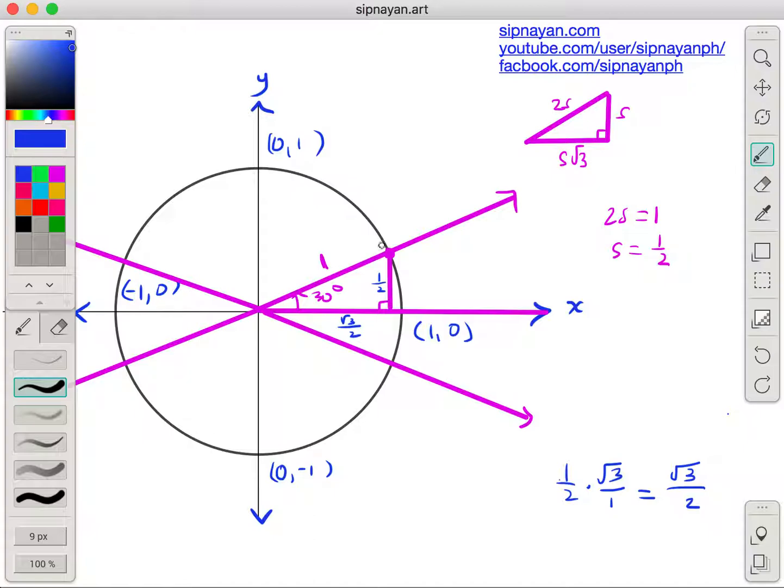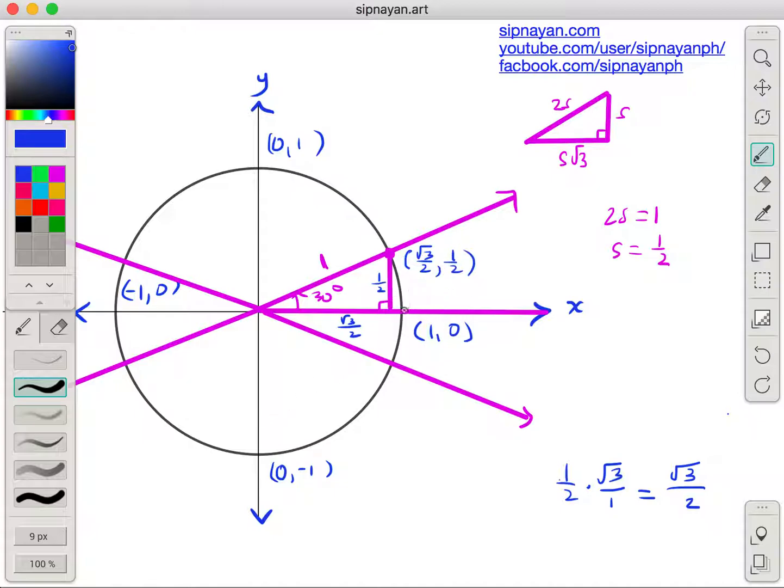Now, may relasyon ba tong dalawang to dito sa coordinates ng point na to? Yes, of course. If this is 0, this is the origin, up to here is square root of 3 over 2, meaning the x-coordinate of this point is square root of 3 over 2, which is the same as the x-coordinate of this point, diba? So, same lang sila ng x-coordinates. So, meaning the x-coordinate of this point is square root of 3 over 2. What about yung y-coordinate ng point na to? Sabi natin kanina, 1/2 to, diba? So, if this is 0 up to 1/2, meaning 1/2 ka siya dito, kanyang y-coordinate. So, this is 1/2.